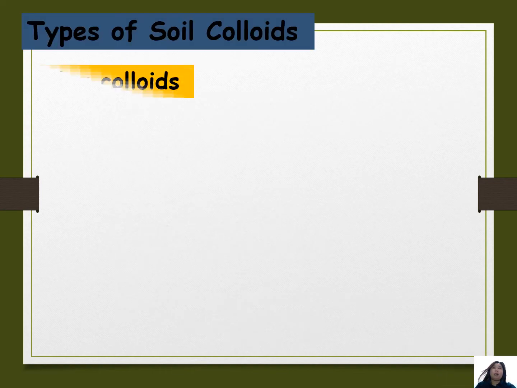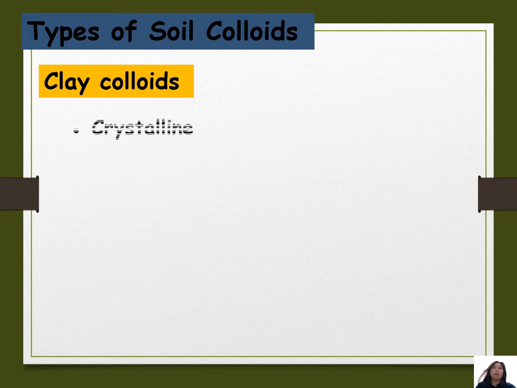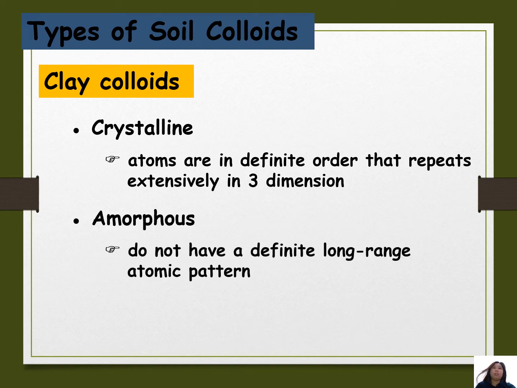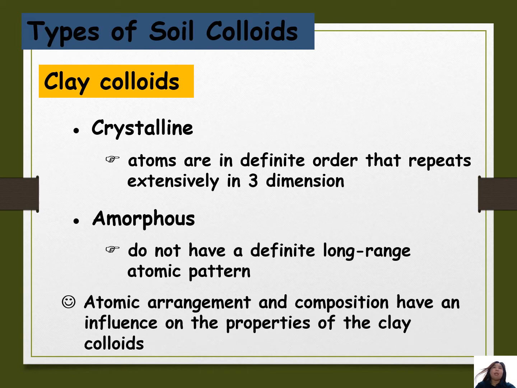Now let us discuss the inorganic, or the clay colloids. Under the clay colloids, we have the crystalline, and crystalline consists of atoms that are in definite order, that repeats extensively in three dimensions, while the other one, which is amorphous, does not have a definite long-range atomic pattern. The atomic arrangement and composition of those influence the properties of the clay colloids.